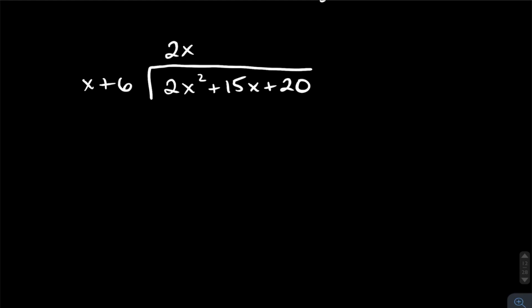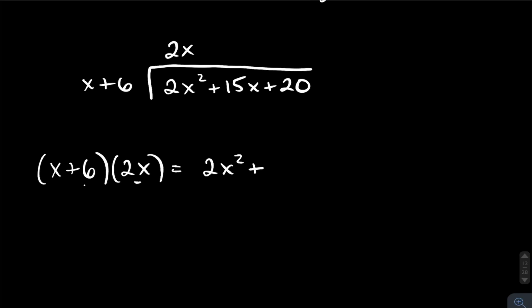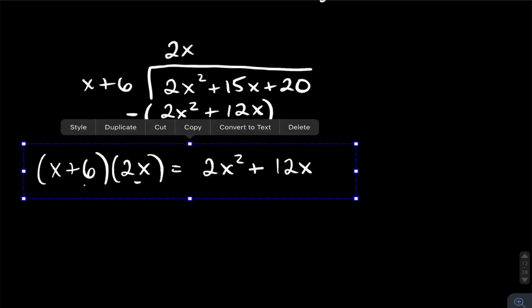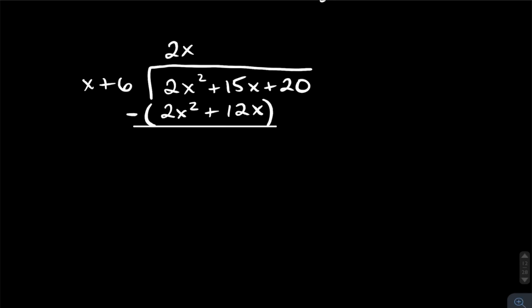And say, well, okay, we have x plus 6 times 2x. That will give us 2x squared plus 6 times 2x, which is 12x. And so we just have 2x squared plus 12x, and we're going to subtract that piece. In subtracting that piece, we get that 2x squared minus 2x squared is 0, and then 15x minus 12x is going to be 3x.